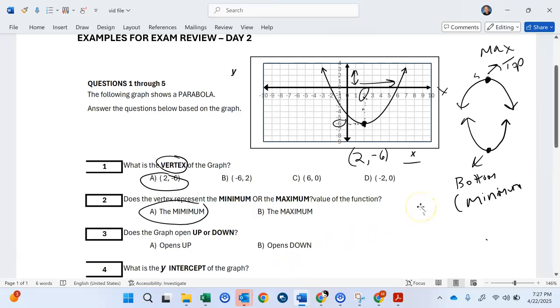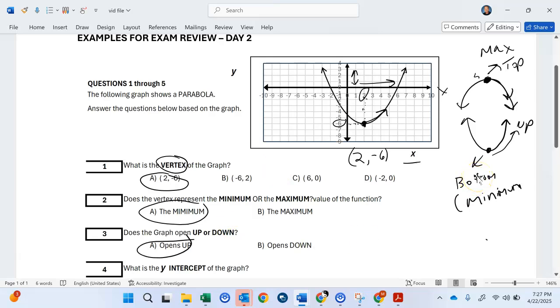Does the graph open up or down? Well, it starts at the vertex, and from the vertex, it goes up this way. If it started at the vertex and went down, it would open down. But this one goes up from the vertex. So that means it opens up.